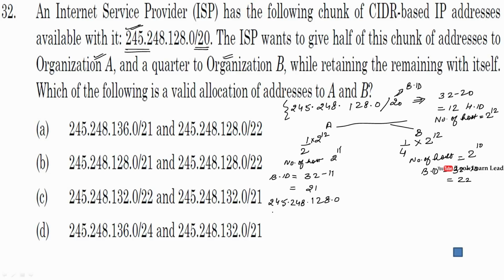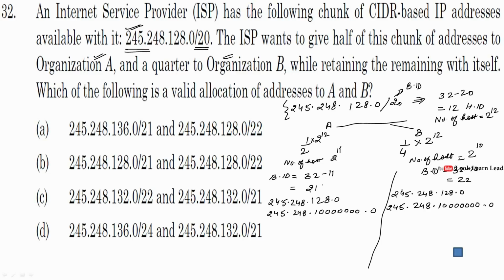245.248.128.0. It is the question, so I'll be converting it to binary. So it would be 245.248. For 128, I will be writing it as 1 followed by 7 times 0. 1, 2, 3, 4, 5, 6, 7 times 0. It is 128 and the rest is 0. I'll write it like this only. Here also I would be writing it like that only, 245.248.128.0. So it is 245.248.1, 7 times 0, and then 8 times 0.